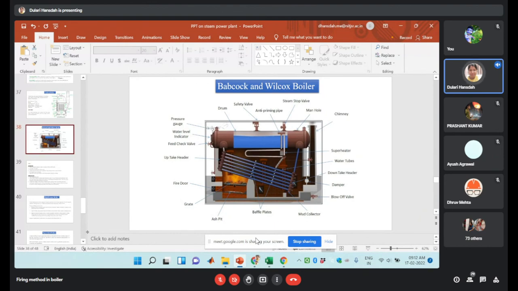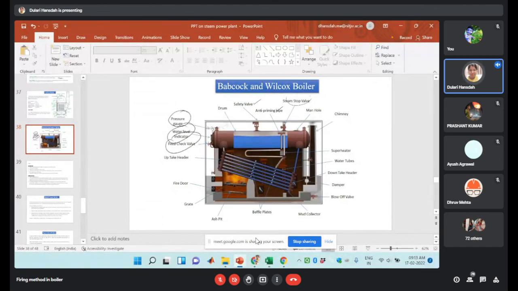Sorry, superheater tubes. These are the superheater tubes, where at the top the superheated steam will be generated. These are the different mountings: pressure gauge, water level indicator, feed check valve, steam stop valve, anti-priming pipe, and safety valve. These are the mountings and accessories, along with the superheater.